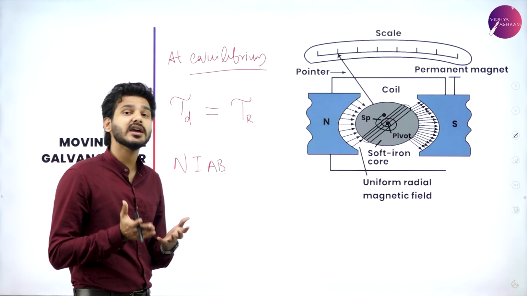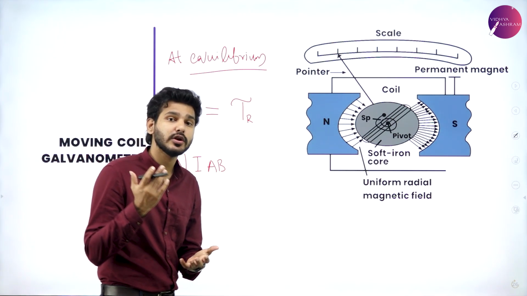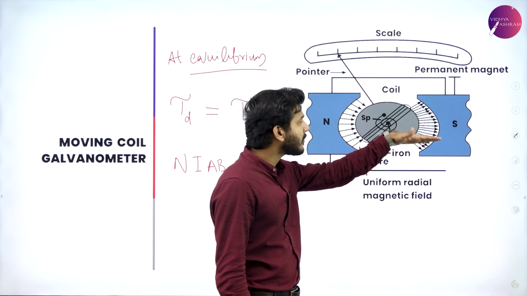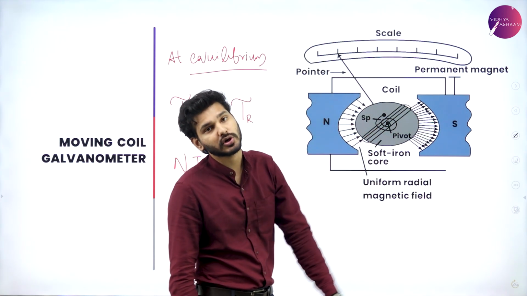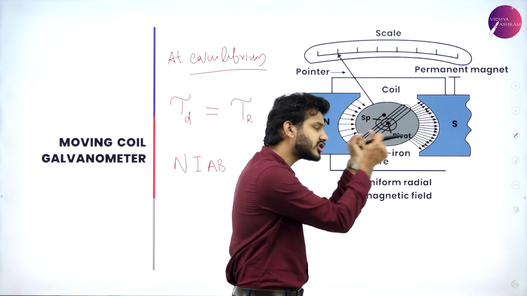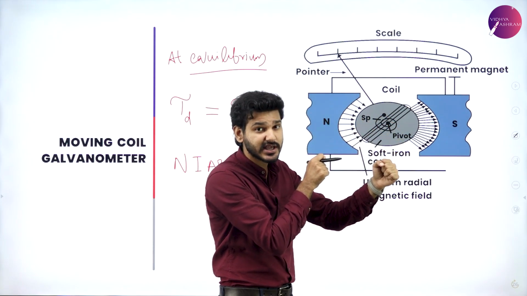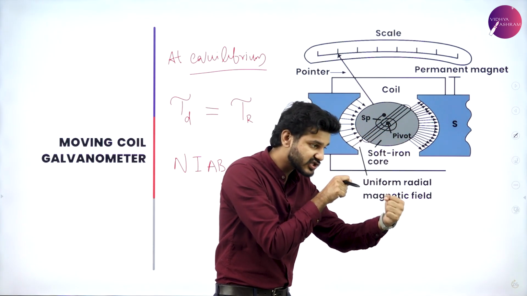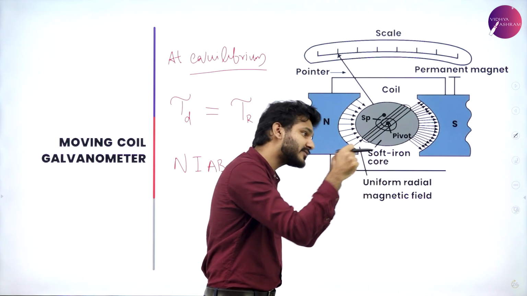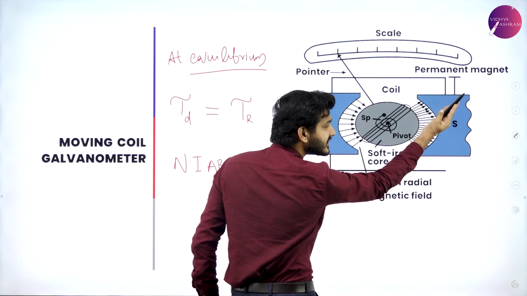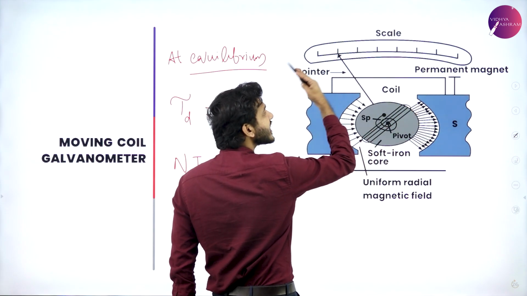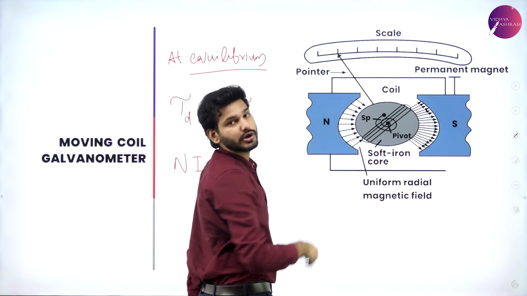We don't know anything about the restoring torque. The only thing we know is that as much torque is applied, that much deflection is produced on the needle. That is, as much torque as the spring exerts on this particular coil, that much turn is produced, which means that as much torque is experienced, that much deflection in the needle is produced.